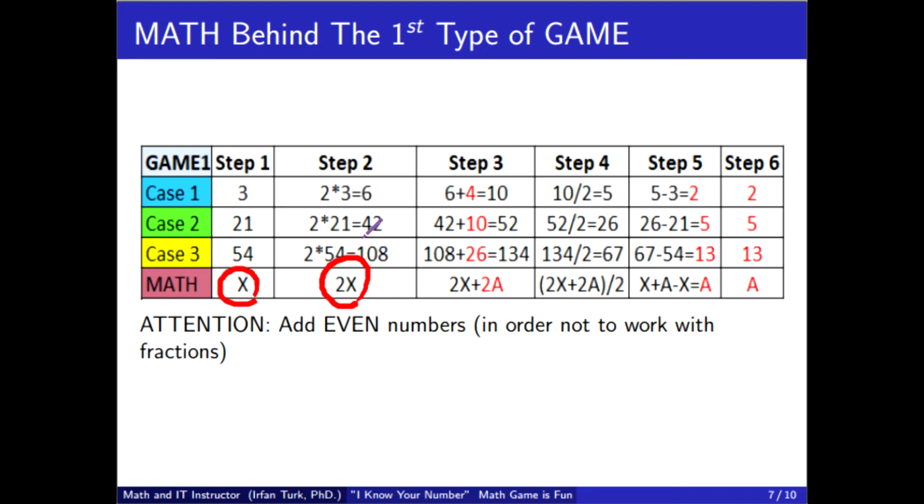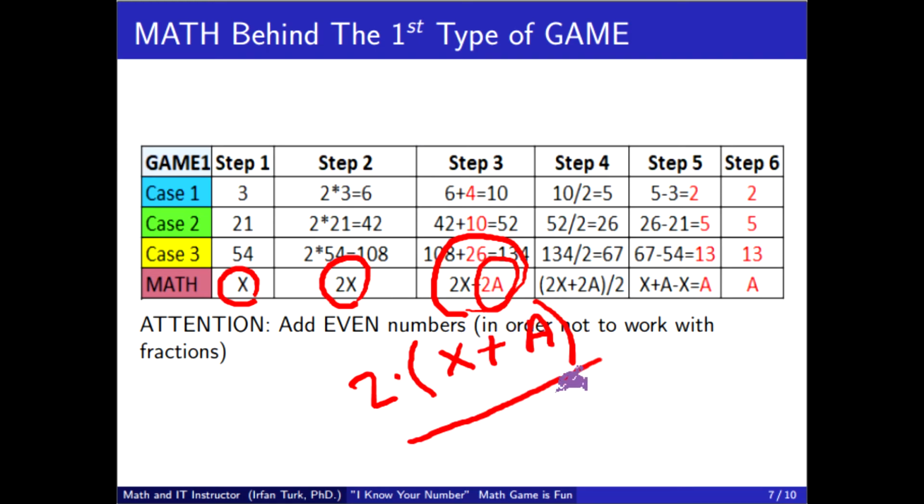So here, okay, we are in the second step right now. And once you say, okay, add some number, that number should be an even number, okay? In order not to work with fractions. So let's say it is 2a, okay? Any even number can be written as 2 times something. Let's say 2 times a. So if you add 2x to the 2a, and in the next step, if you divide it by 2, as you can see, it's going to be 2x plus 2a, and 2 is in common. So that means actually in the parentheses, this is x plus a.